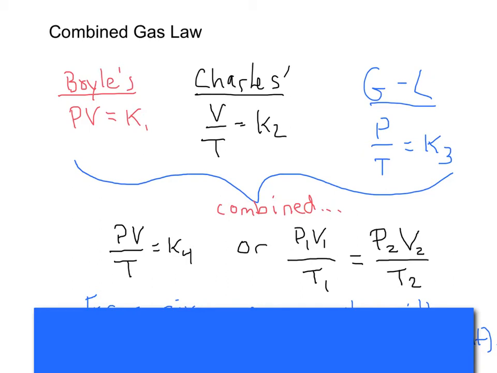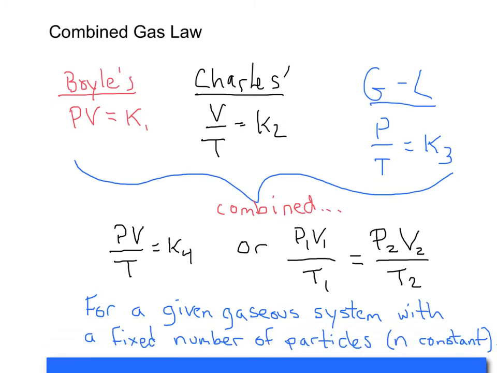Or if you know that volume is being held constant, you can do Gay-Lussac's. Or if you know pressure is being held constant, the P's cancel out. It's the same value. So you have V1 over T1 equals V2 over T2. That's Charles' law. So this is a very important one to remember.